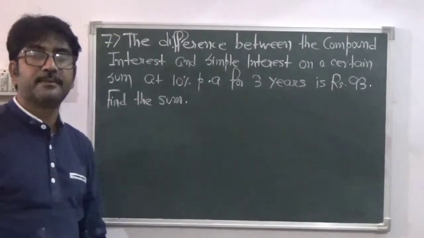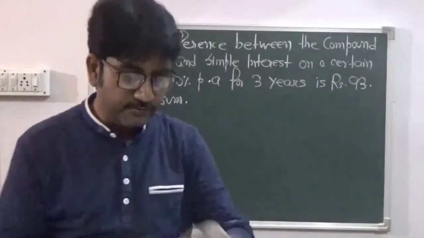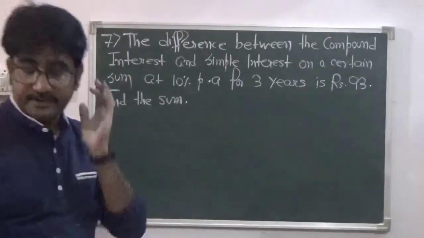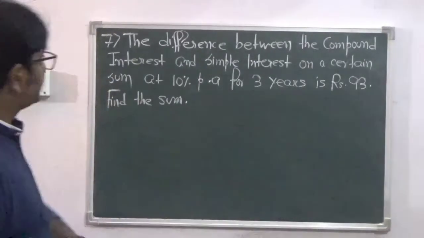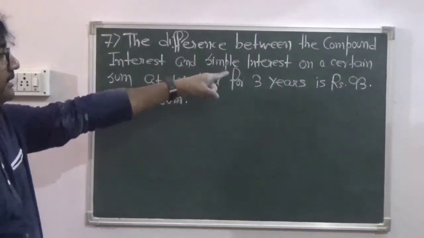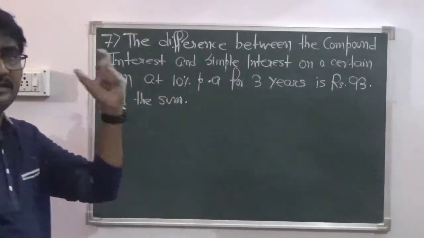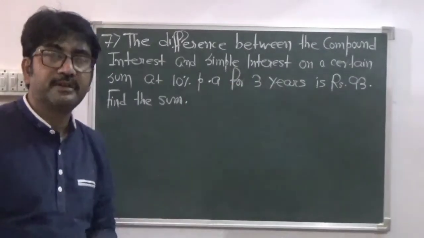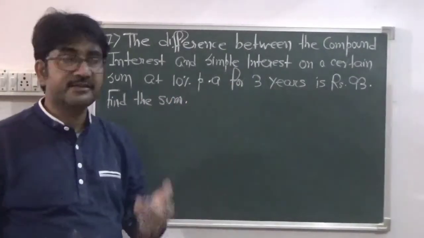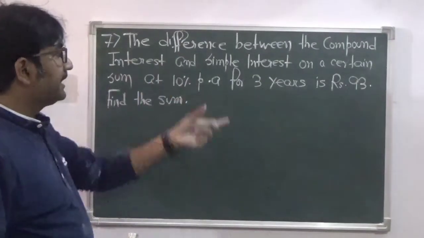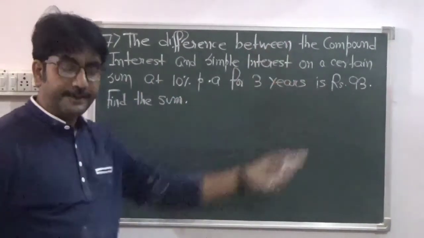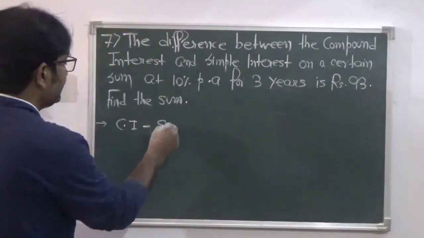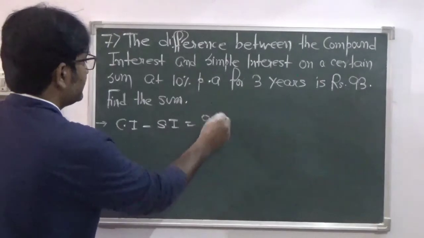This type of questions are very important from the examination point of view. So please do find out more questions of this type in your book and try to solve them. So now, the difference between the compound interest and simple interest on a certain sum. The sum is unknown, at 10% per annum for 3 years, is 93. Obviously compound interest for 3 years will be more than the simple interest. We know that very well. So CI minus SI is 93.